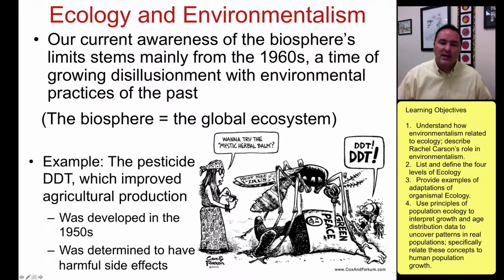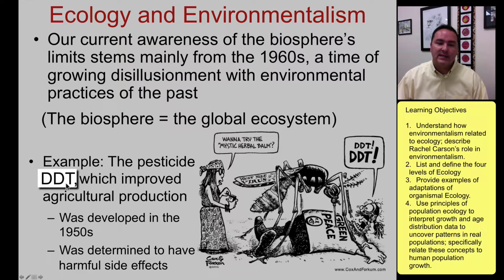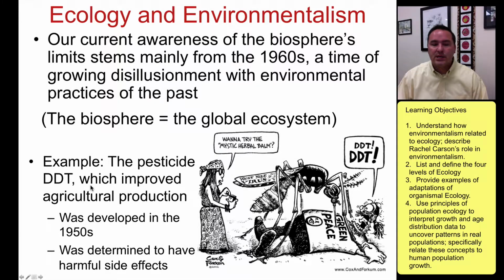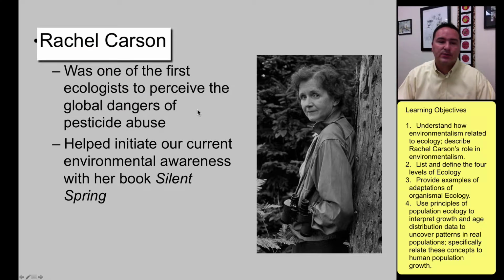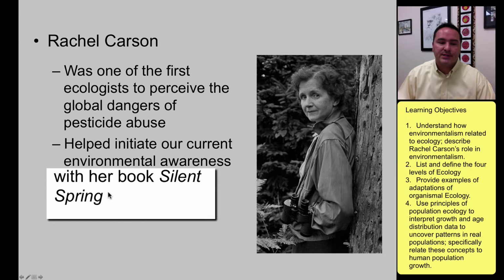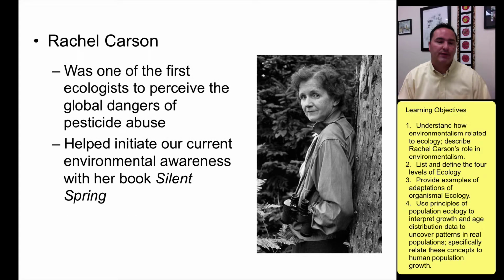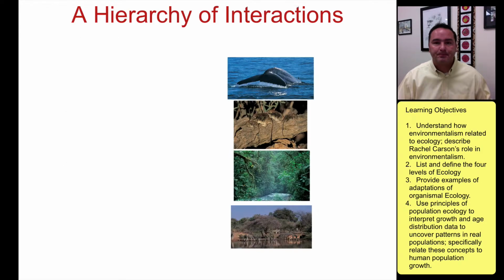There are lots of things that have led to environmental awareness. One example is DDT, which was used by the U.S. government to combat mosquitoes, and it was very good, but it had lots and lots of harmful side effects. One of the people who wrote an important book about this is Rachel Carson, who wrote The Silent Spring, which helped bring about awareness of environmental issues.